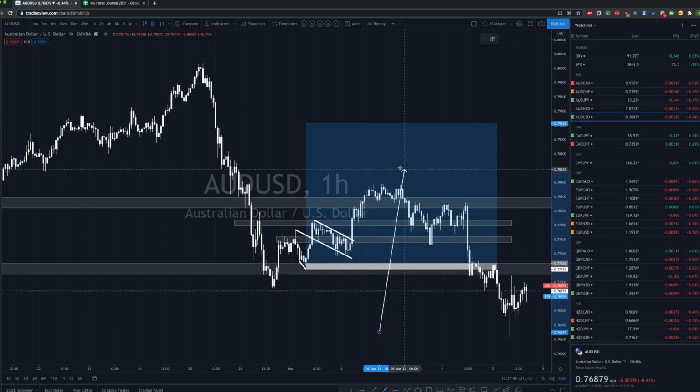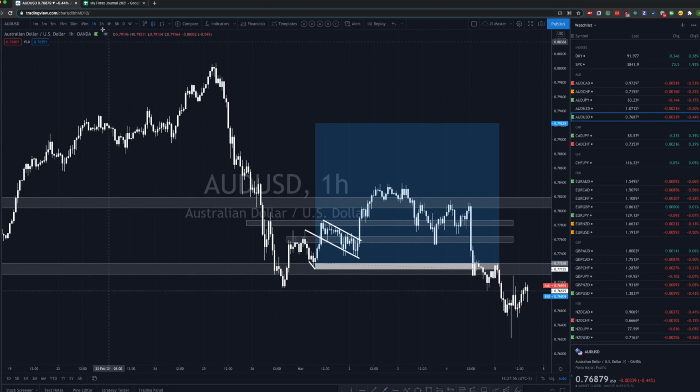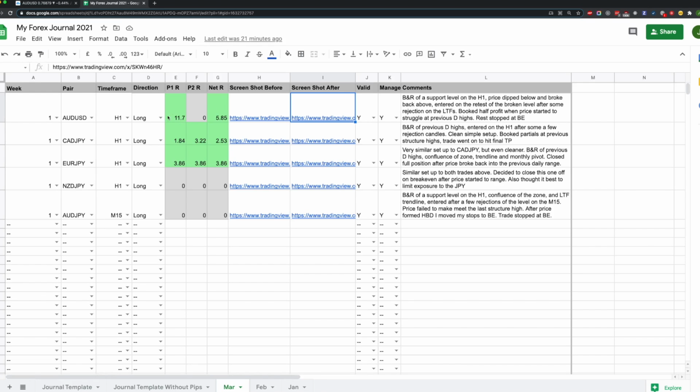unfortunately it went against us, and that's fine. I was happy with that trading decision, and for me the trade worked out pretty good anyway. Right, so that was the first trade of the week. Closed off the first position here at 11.7R. The rest was closed off at break even, and I netted around 5.8R from that one position.